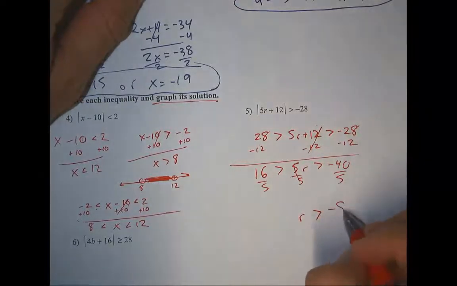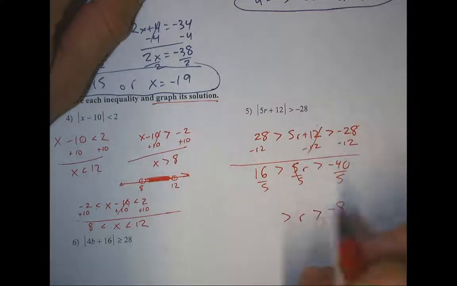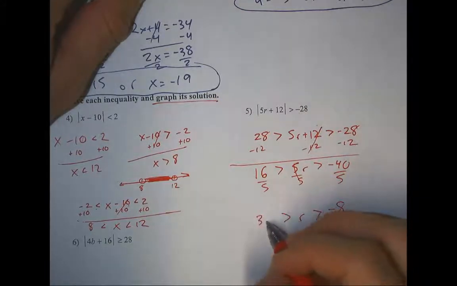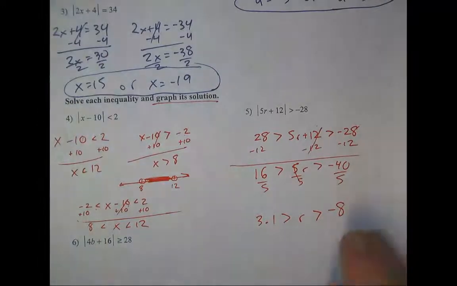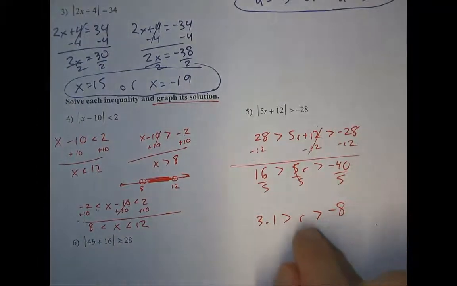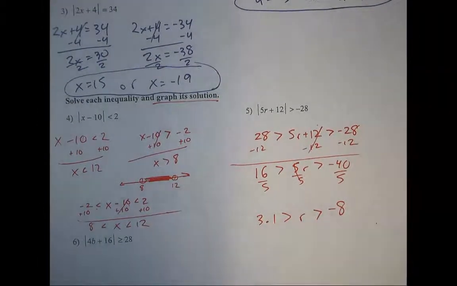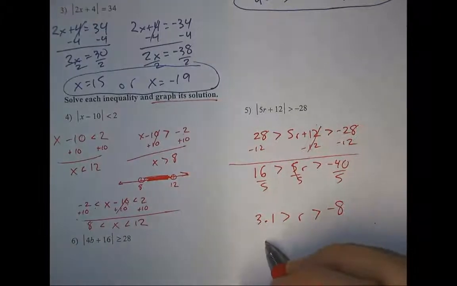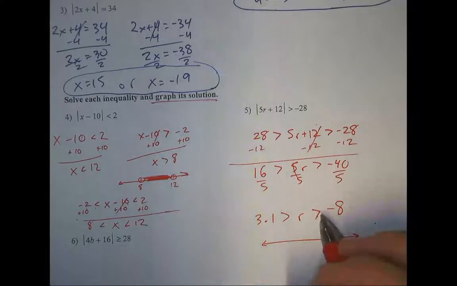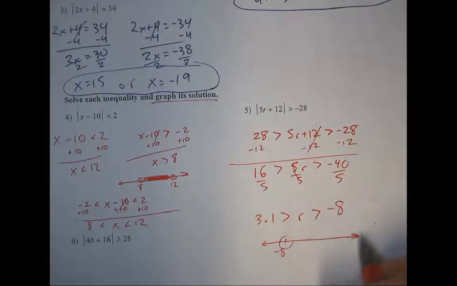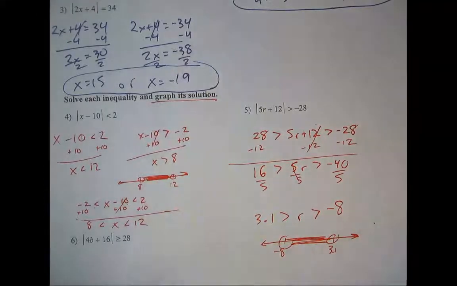So negative 8. 16 divided by 5, that's 3.1. So r is greater than negative 8, and r is less than 3.1. That sounds like a great solution, right? Greater than negative 8, less than 3.1. So how come this is not true?